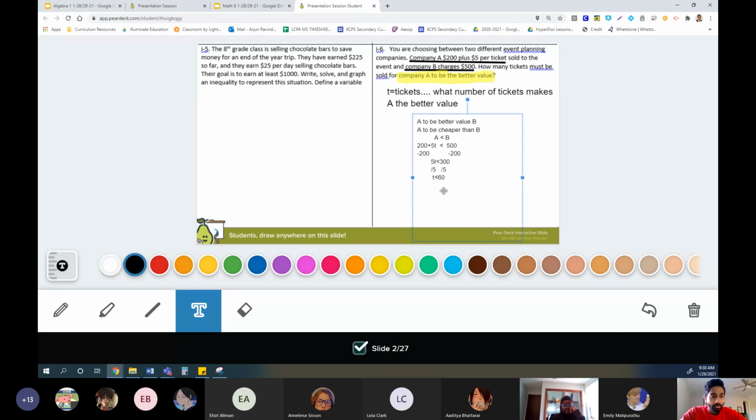T is less than 60 means that you can have any amount of tickets, but you can't go up to 60 tickets, or else you have to buy B. Okay, so any amount of tickets less than 60. Does that include 60?